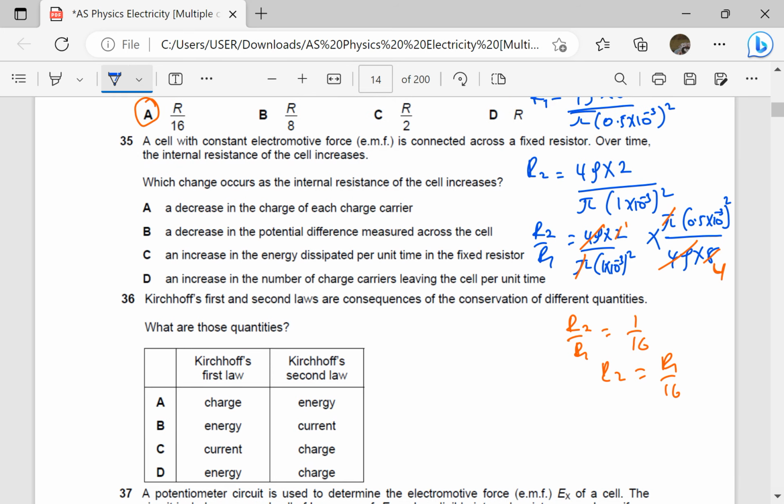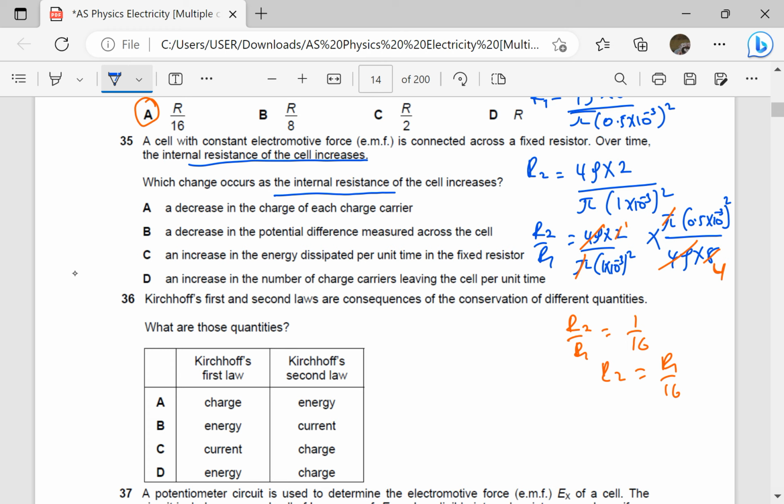A cell with a constant e.m.f. is connected across a fixed resistor. Over time, the internal resistance of the cell increases. Which change occurs as the internal resistance of the cell increases? The cell of constant e.m.f. is connected across a fixed resistor.